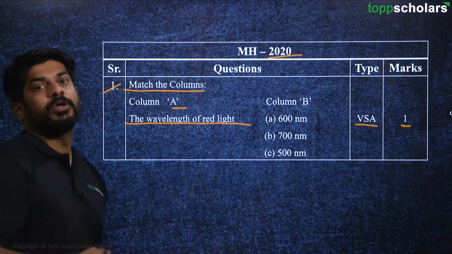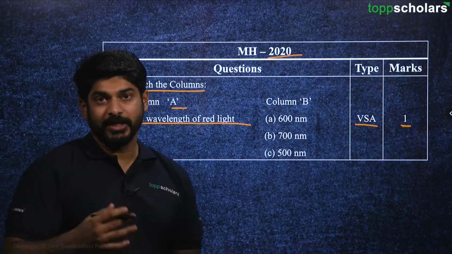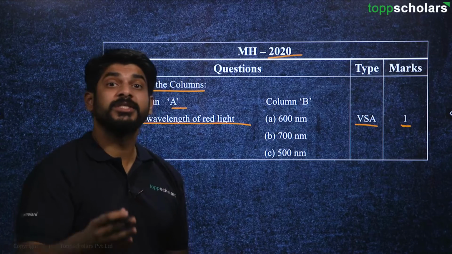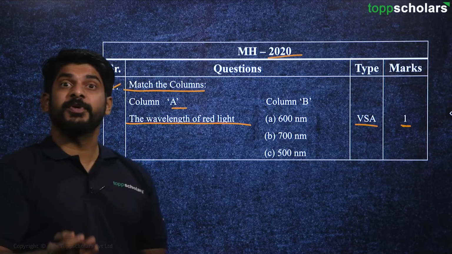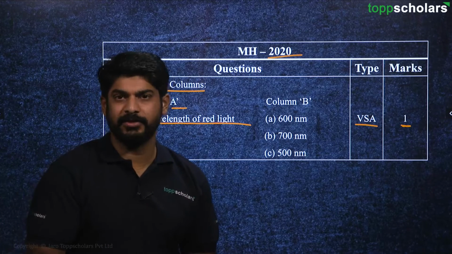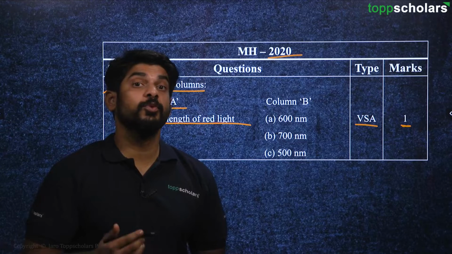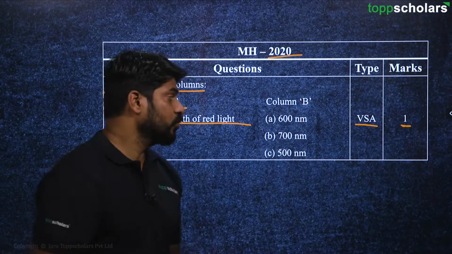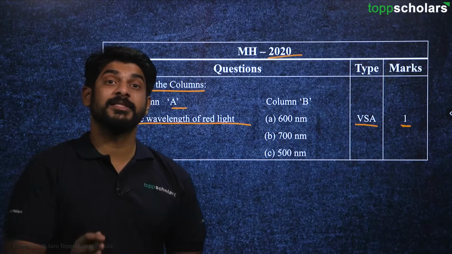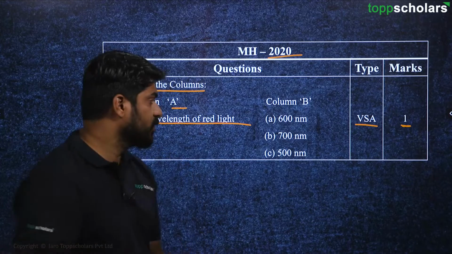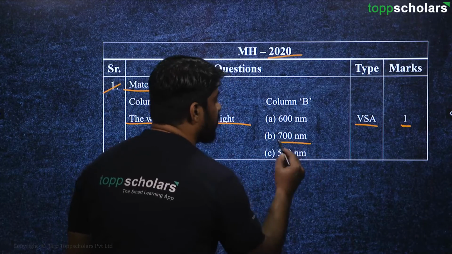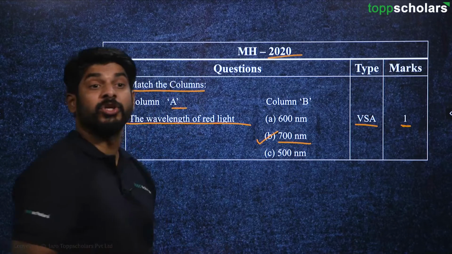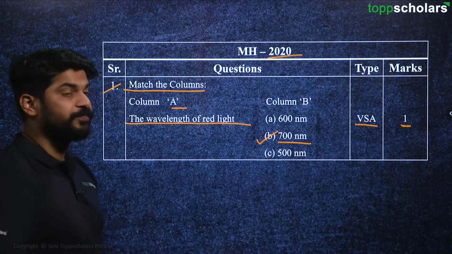As we know, the red color is having the longest wavelength in the visible spectrum, right? In the visible spectrum, we have got 7 colors, right? Red, orange, yellow, green, blue, indigo, violet. So out of these, red has the longest wavelength. So here the longest or the larger number is this one. So the correct answer for this question should be this one, is it?